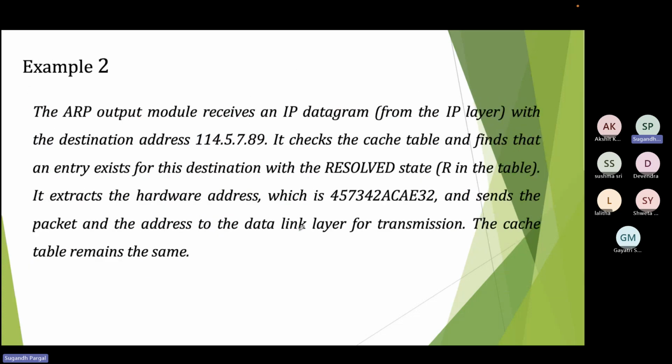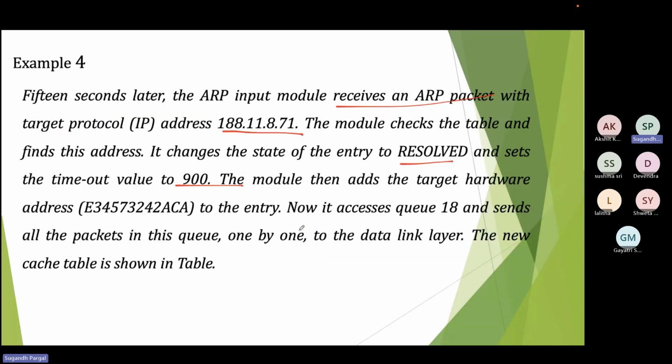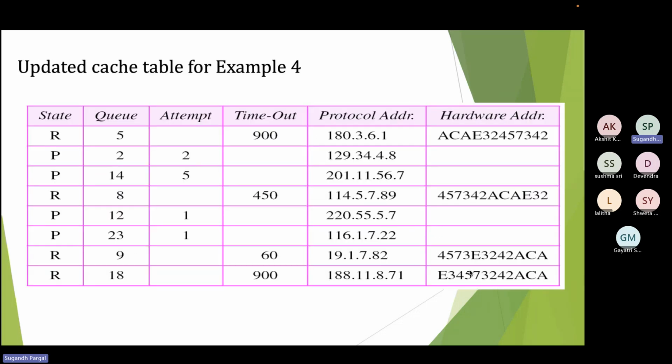So earlier we had the IP datagram coming in with the destination address, but now the ARP input module receives the ARP packet. So now it accesses Q18 and sends all the packets in this queue one by one to the data link layer. And this is the new table. This row is added and the address corresponding to this is also added.